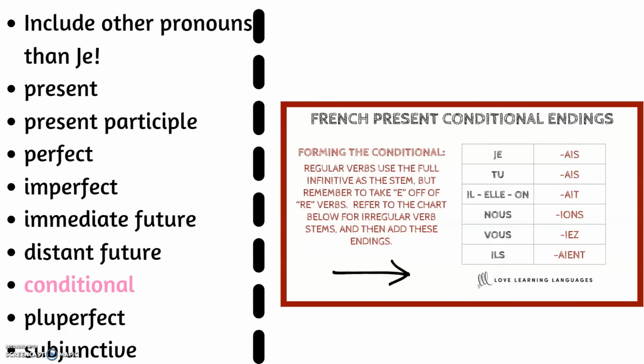So if you wanted to do an example for conditional, if you want to say I would eat, it would be je mangerais, with the ending being AIS on top of the infinitive manger.